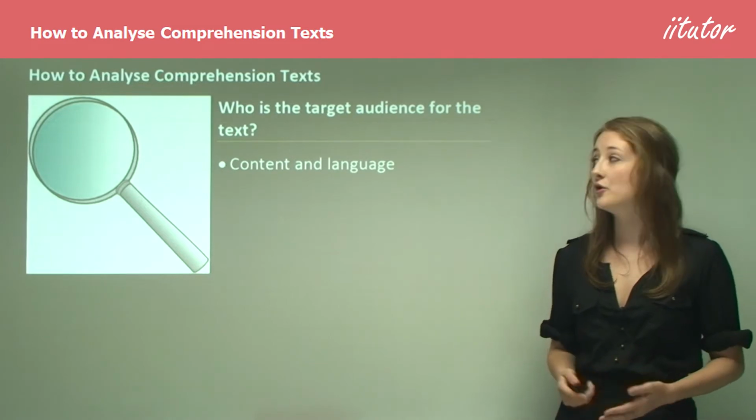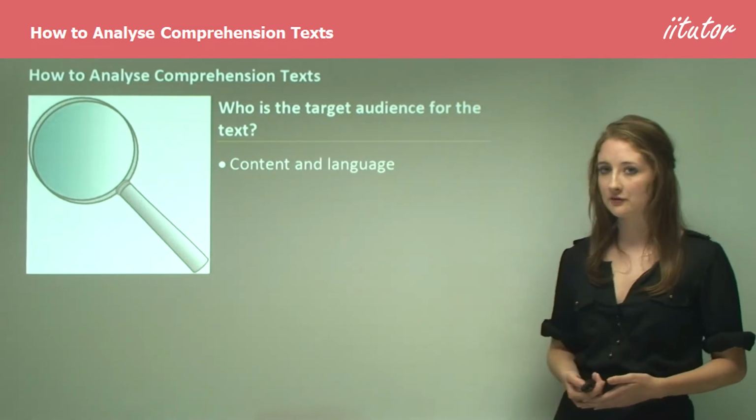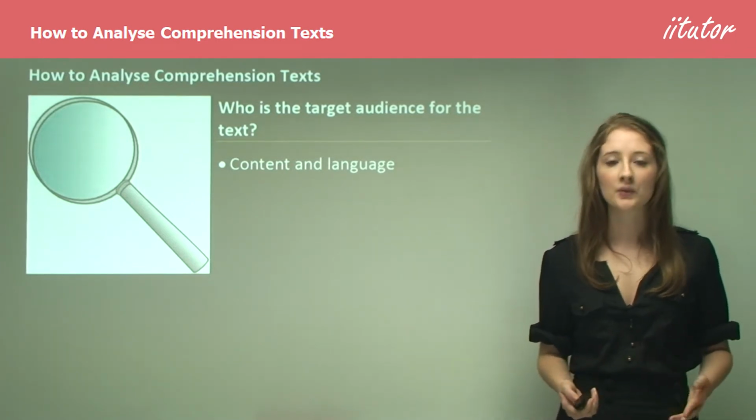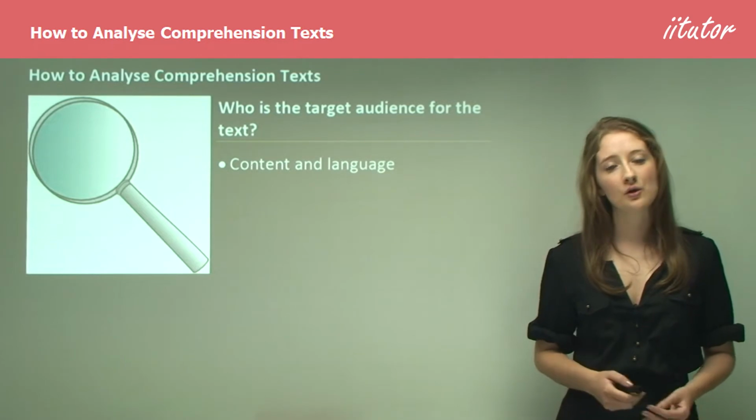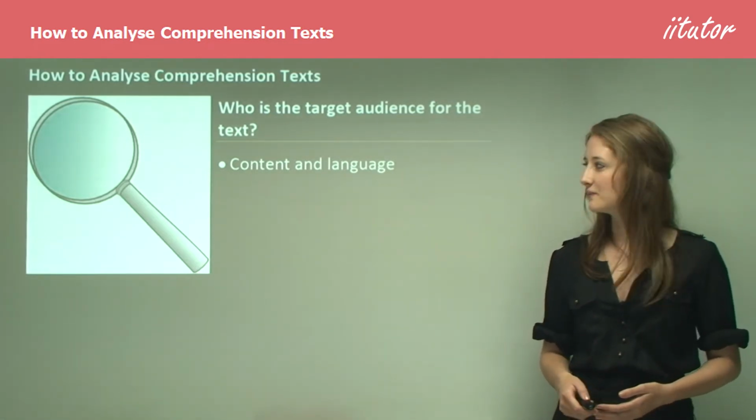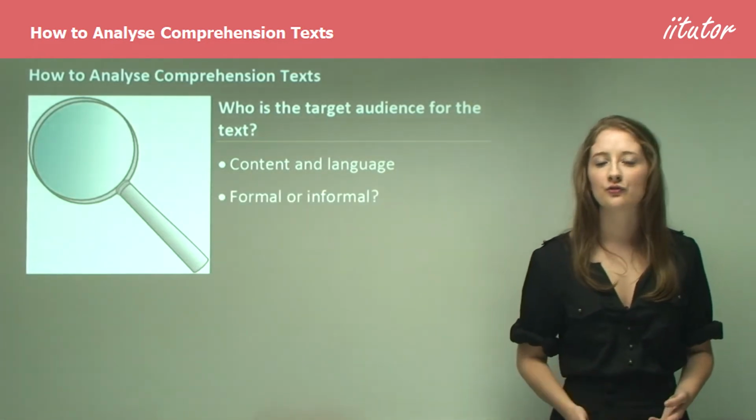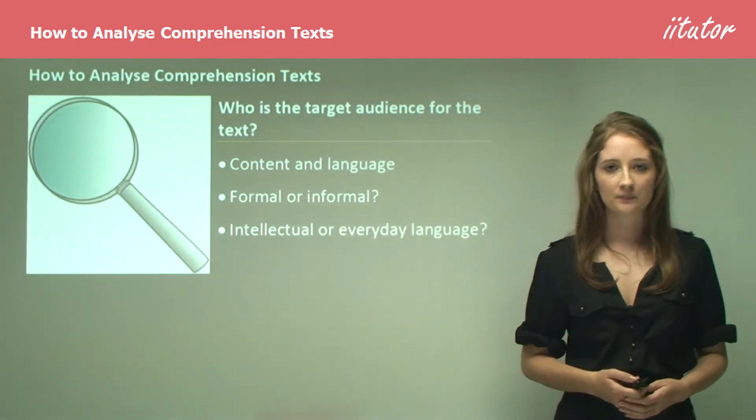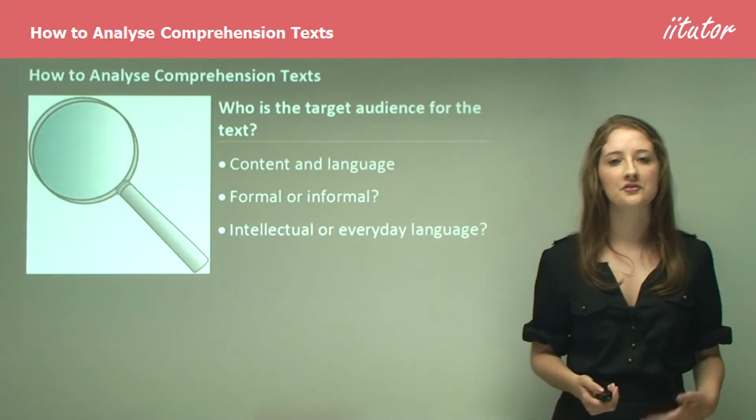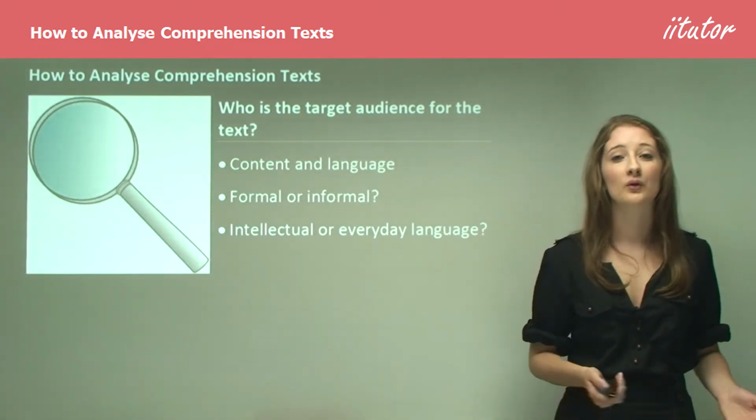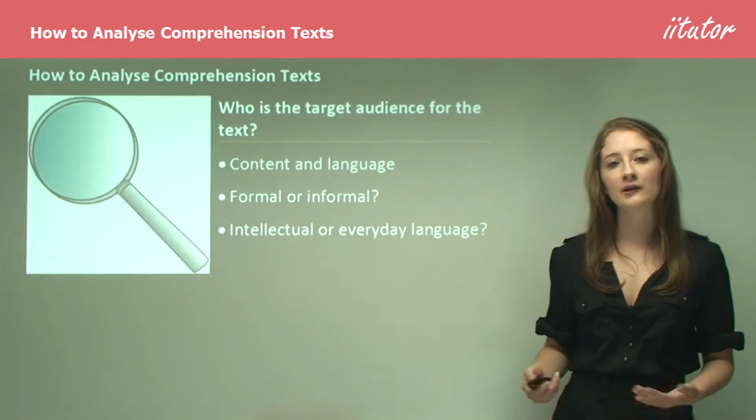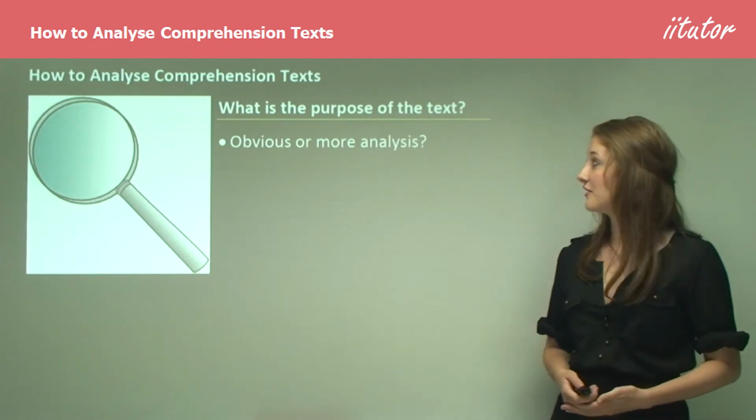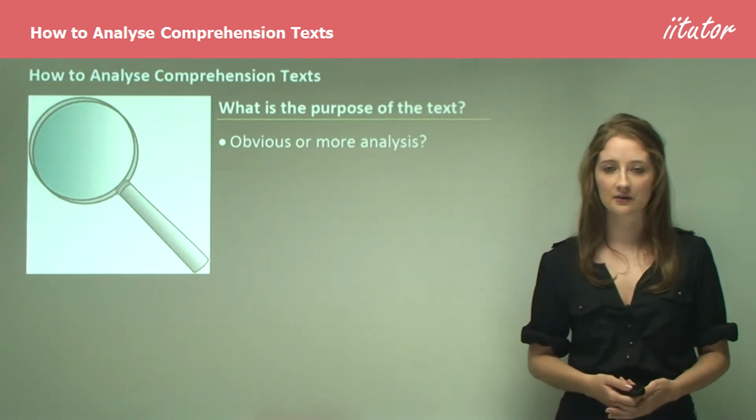You must ask yourself, who is the target audience for this text? So in this section, you're looking for things like content and language, which will really give you an idea of who the author is trying to address their text towards. For example, is the language formal or informal? Is it intellectual or is it everyday language? So you're looking for things like colloquialisms, abbreviations, which might suggest more informal language, and jargon and long words, which could suggest formal language. You also must ask yourself, what is the purpose of this text?